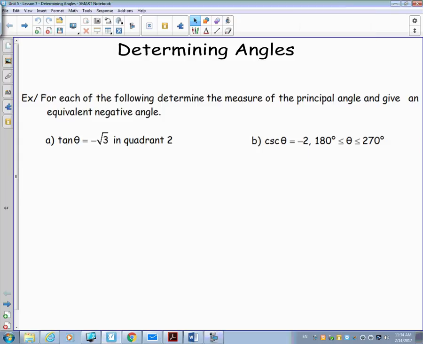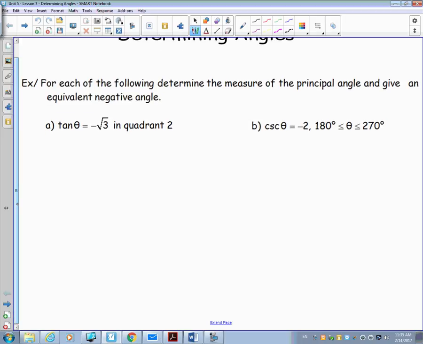In this lesson, we're going to examine the last part of rotational trigonometry. Here, we're going to try and determine the angles that are being used when we're given the ratio. So kind of backwards from what we did yesterday, where we were given the angles and had to figure out the ratio. So we're going to start with an example. Each of the following would determine the measure of the principal angle and give an equivalent negative angle.